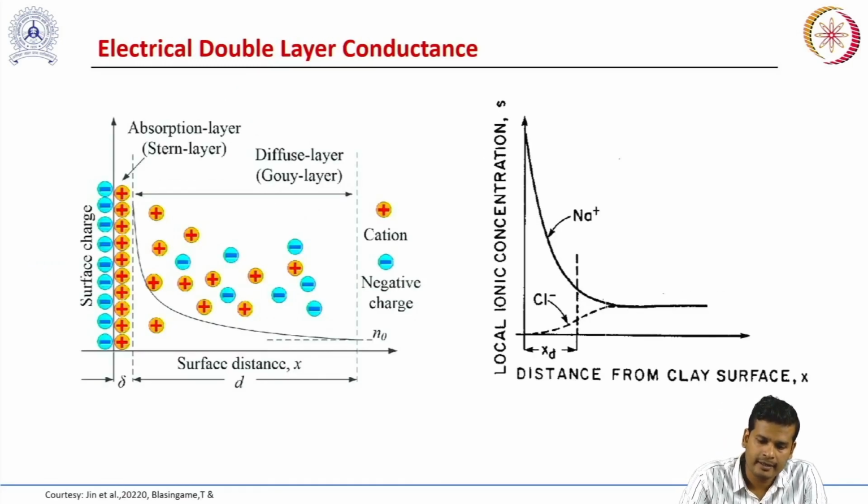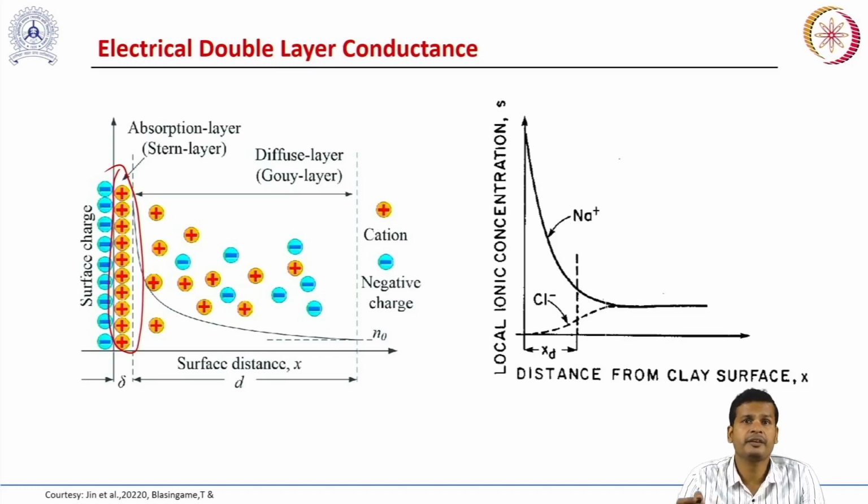The conductivity of the clay can be explained with the help of the electrical double layer concept. For example, if I have a negative surface just like clay, there will be positive ions near the clay surface which are strongly adsorbed on the clay surface. And as we move away from the clay surface or the negatively charged surface, I will have more positive ions because the negatively charged surface will attract the positive ions. So positive ions will be concentrated near this negatively charged surface.